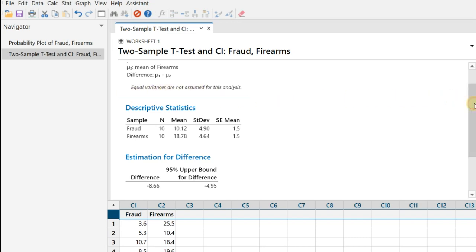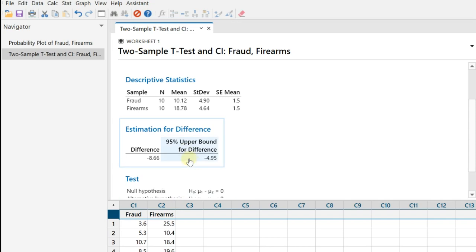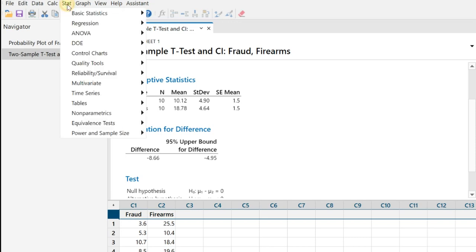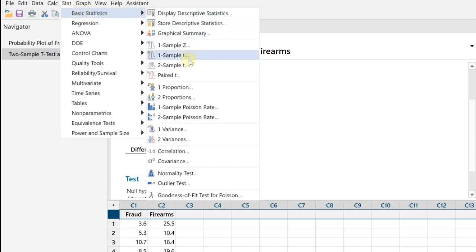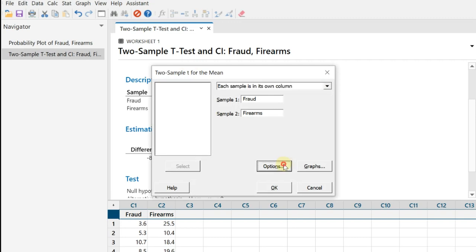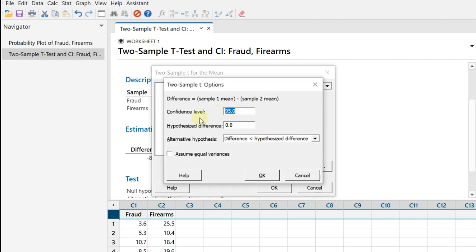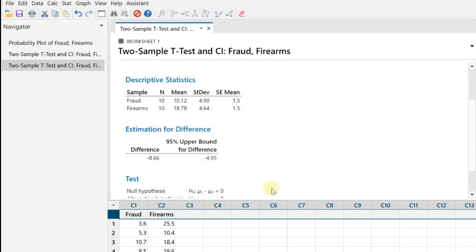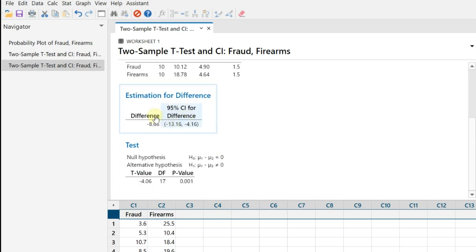Let's say we want to do our 95% confidence interval now, not the one-sided, but the actual two-sided confidence interval. For that, you have to go and rerun the procedure. We go to 2-sample, go to options, and just to get the correct 95% confidence interval, make sure this is changed to a two-tail alternative. There you go. This way we're not going to get the one-sided confidence intervals. And there you go. See, estimation for difference, the confidence interval. The only thing that's different is this now.